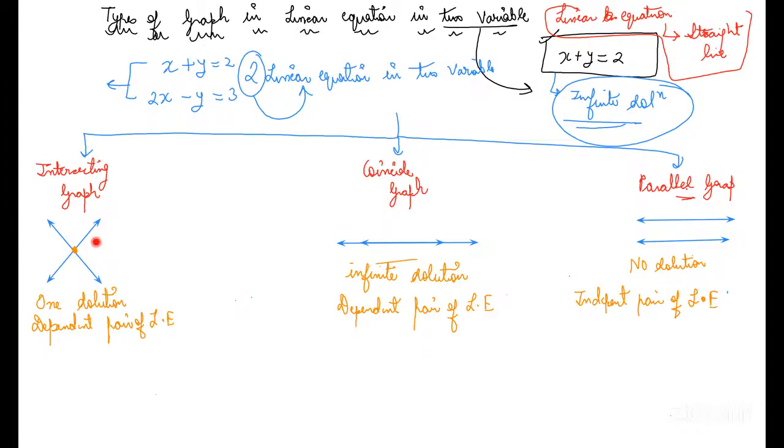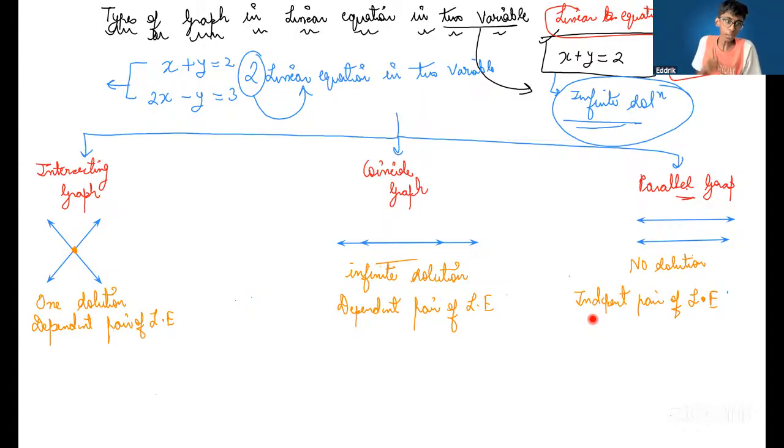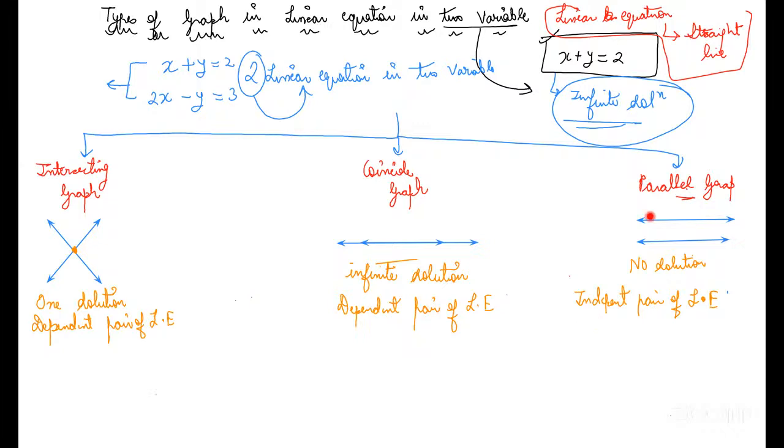Why is the intersecting graph called dependent, the coincident graph called dependent, and the parallel graph called independent? Because dependent pair means at least at one point they will touch each other. Independent pair means they will not touch each other at any point. They are not dependent on each other to get a solution. For example, parallel lines are not dependent on each other to get the solution because there is no solution. That's why it's called independent.